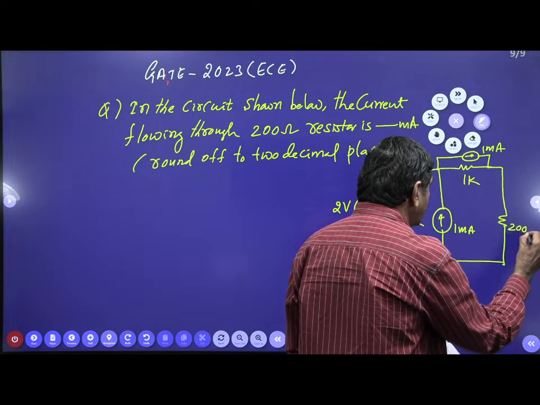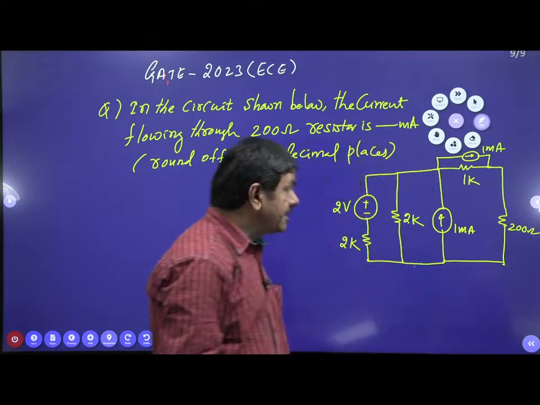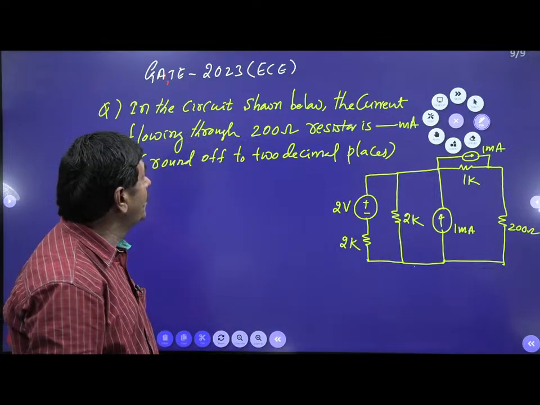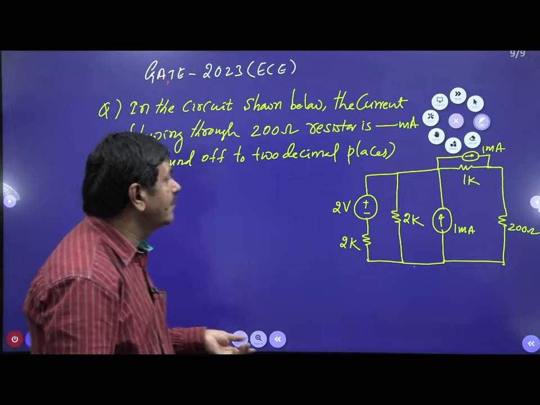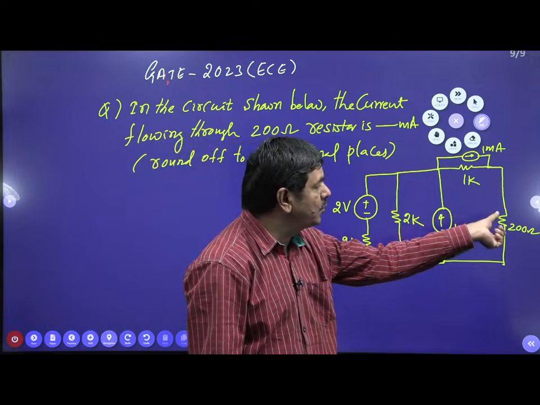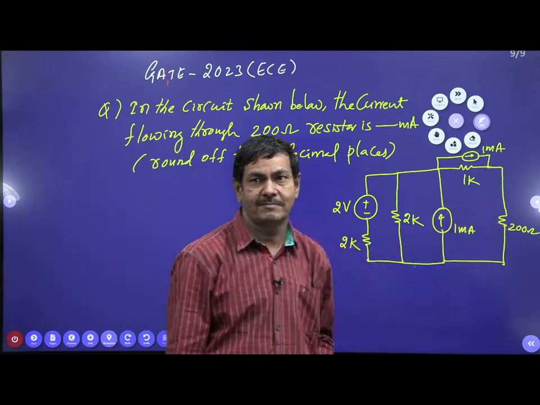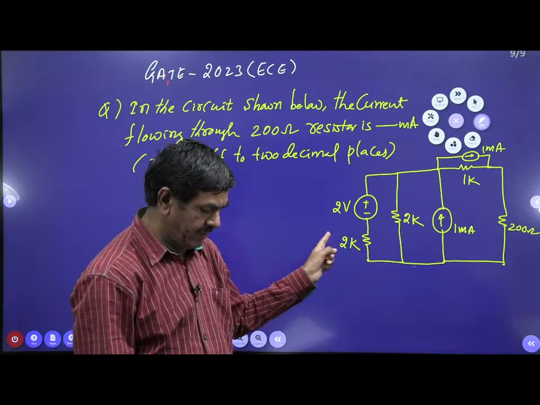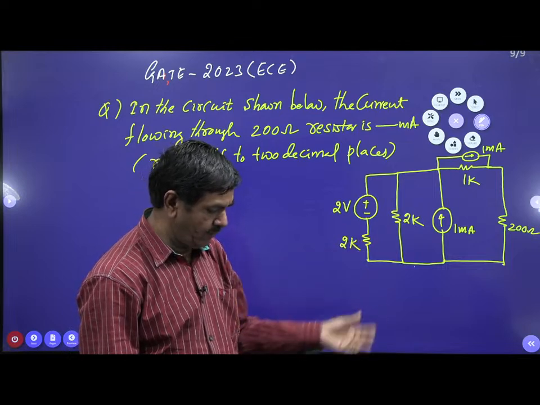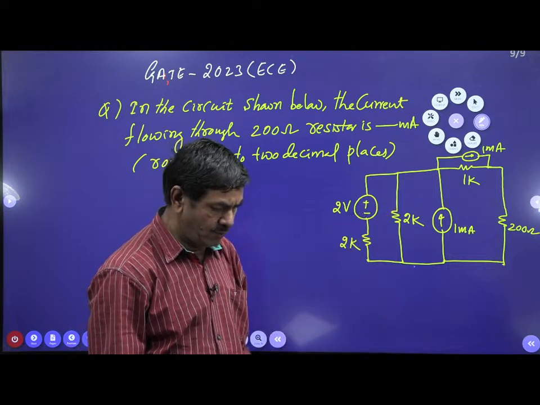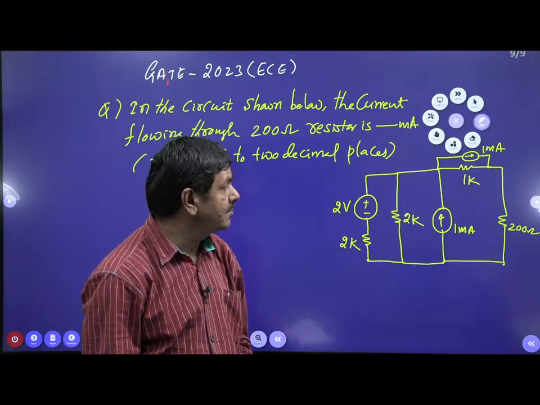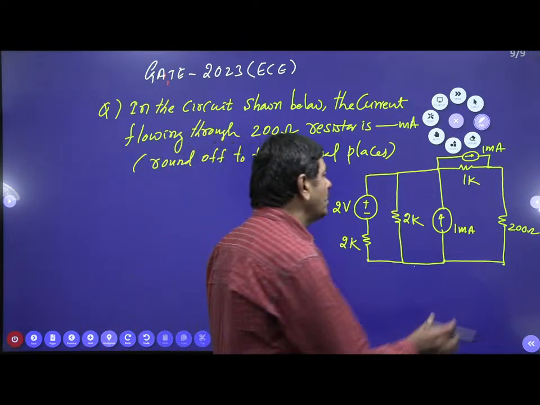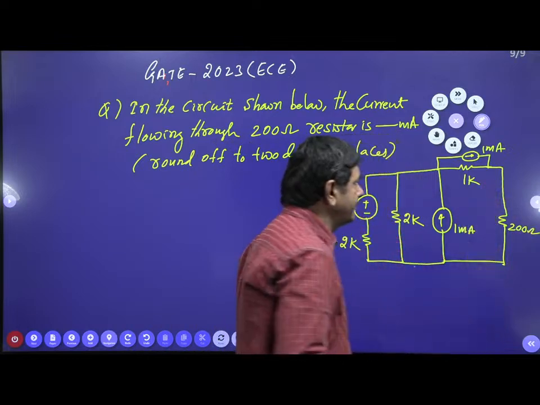This is connected to 200 ohms. But what he is asking in the problem is: in the circuit shown below, the current flowing through the 200 ohms is required. The current passing through this 200 ohms is more important. That value we need to calculate. In the circuit we can see a 2 volt source with 2K, another 2K, a 1 milliampere source, and another 1 milliampere source with 1K and 200 ohms. Yes, that is the problem given.